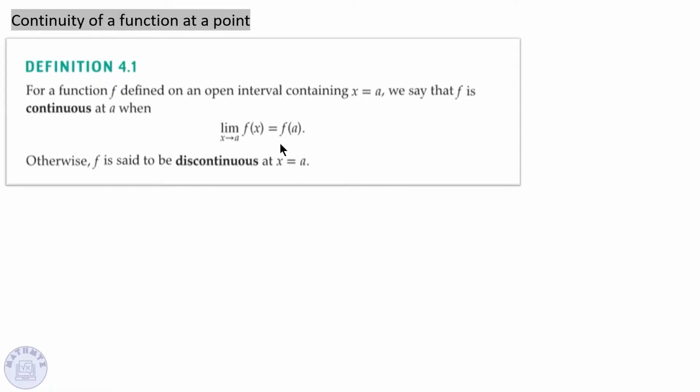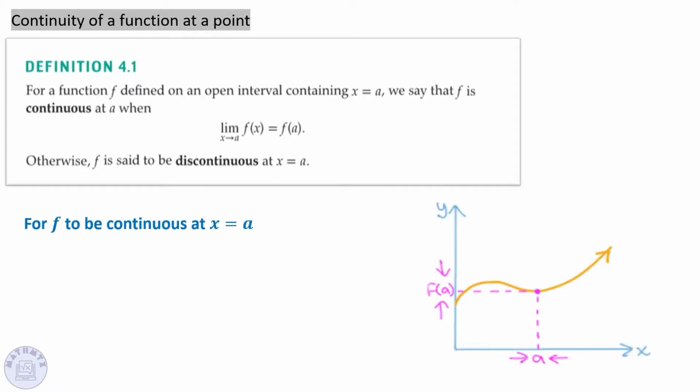So again, when the function value is the same as the limit value. Otherwise, it's said to be discontinuous at point A. So for a function to be continuous at x equals A, the function must be defined, and then the limit must exist, and then the function value is the same as the limit value.